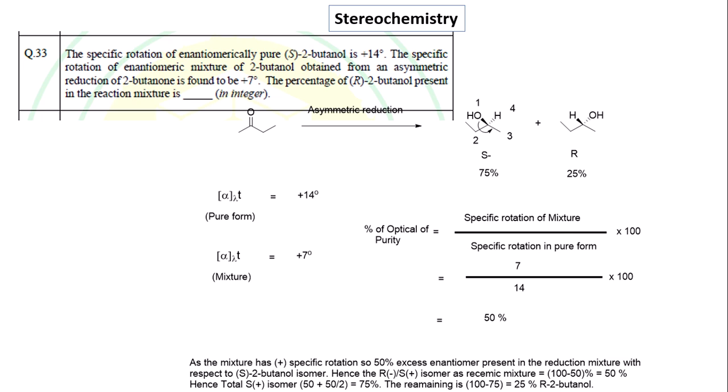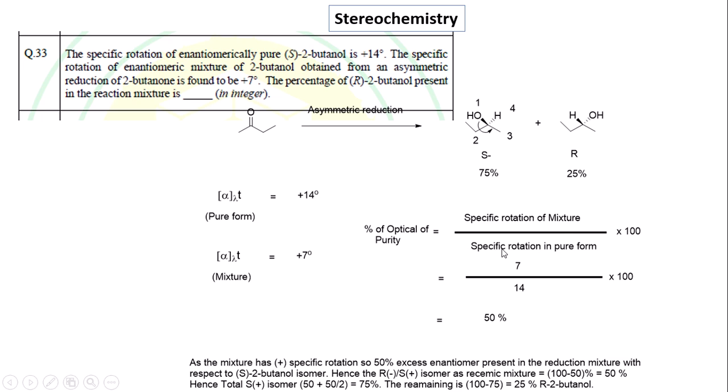Next is the stereochemistry problem, where the specific rotation of enantiomerically pure 2-butanol is plus 14. The specific rotation of the enantiomeric mixture from the asymmetric reduction of 2-butanone is found to be plus 7. This means the reaction mixture upon asymmetric reduction contains two isomers, one the R isomer and another the S isomer. This is the enantiotopic face, so the hydride ion can attack on the top face or the bottom face and we get the two isomers.